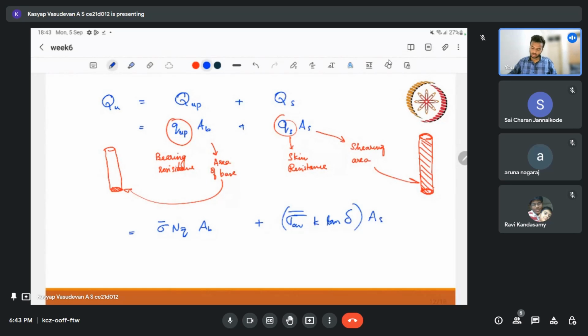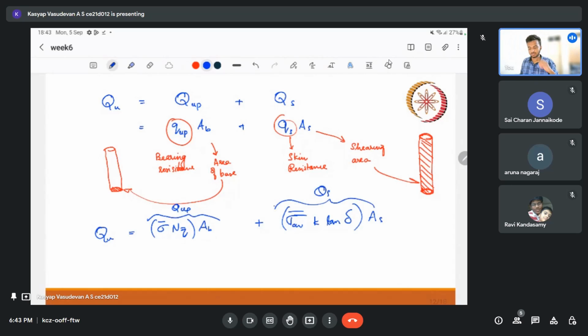So AB and AS we are not worried about. It depends on the cross section area, how the dimensions of the pile. But this is the thing that we are concerned about. So Tomlinson provides this particular equation. Okay, so this is QUP, the whole thing, and this is QS.